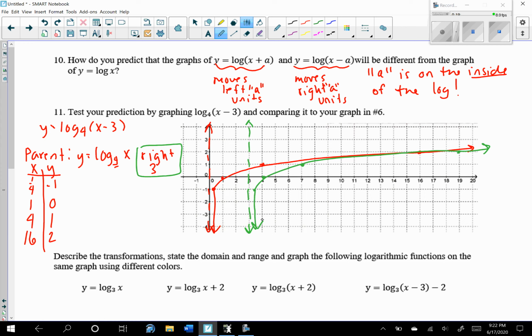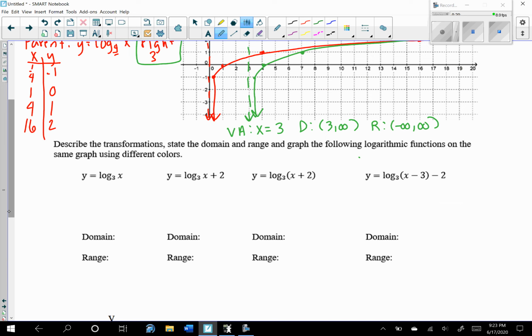And so when we moved it right 3, notice that changed my vertical asymptote. Now it's at x equals 3. The domain is also changed. Now it's from 3 to infinity, but the range still stayed all real numbers. So be careful when you're moving your graph right and left that you also move that asymptote on your graph.